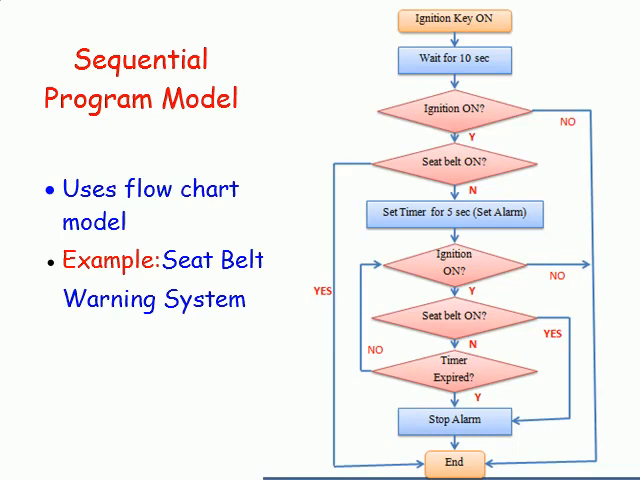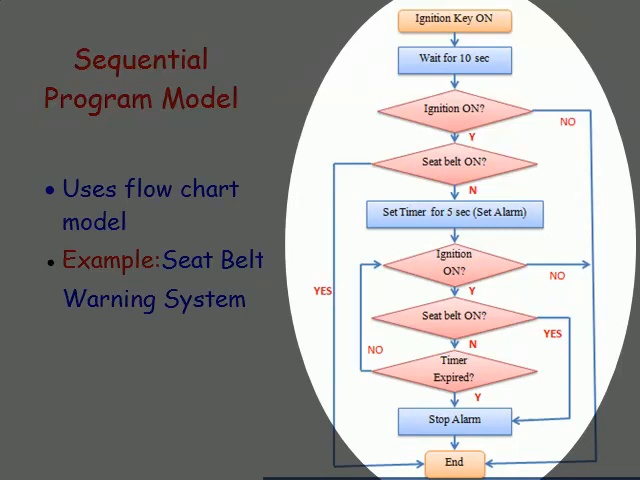Also, we have another important tool that is mostly preferred in sequential programming model, that is flowchart model. The finite state machine approach represents the states, events, transitions, and actions, whereas flowchart model models the execution flow of the code. So let us consider the same example what we have taken before to explain the remaining programming models, that is seat belt warning system. The flowchart of the same is given here. Let us understand the flow of the execution of the code.